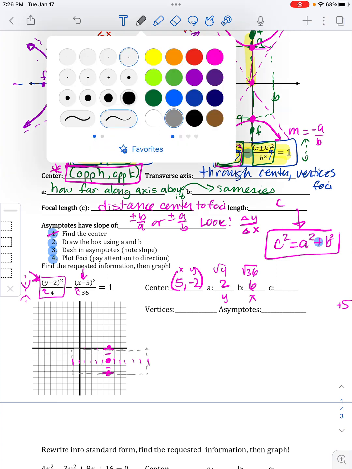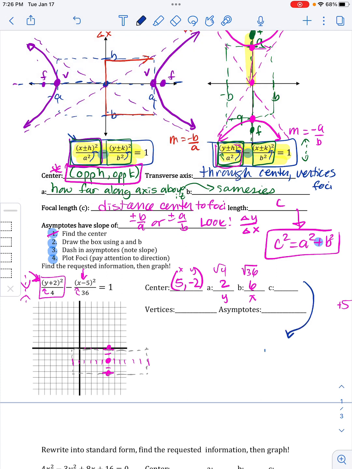I'm supposed to find the c value. Well, c squared is a squared plus b squared. So in this case, that's going to be a 4 plus a 36. So that's going to be a 40. And so c is going to be root 40, which breaks into 4 and 10. So I have a 2 root 10 here. And that's going to be roughly 6.3 for when I go to graph.